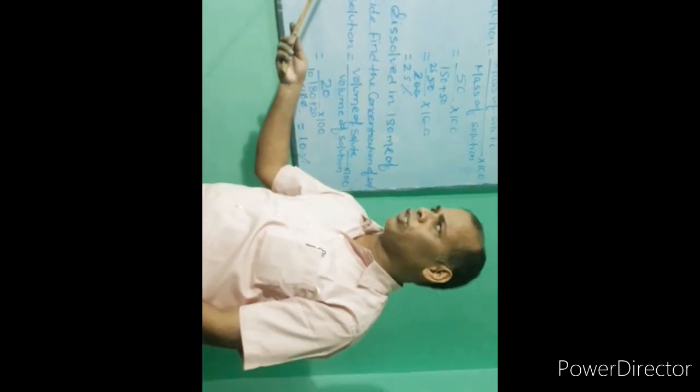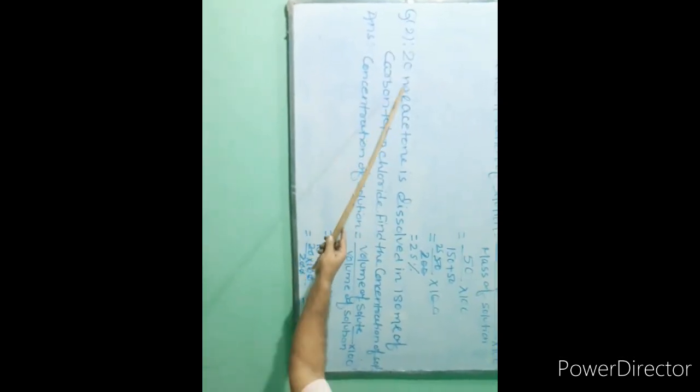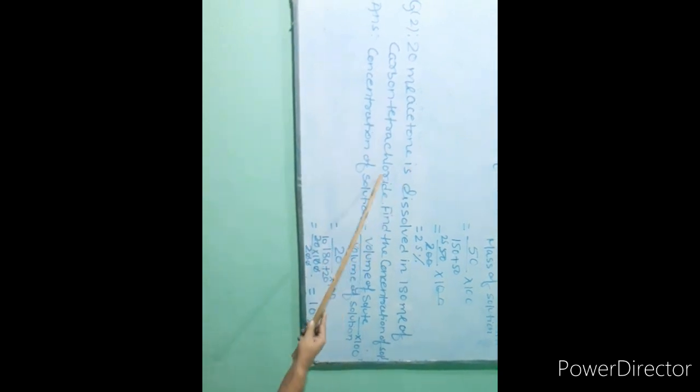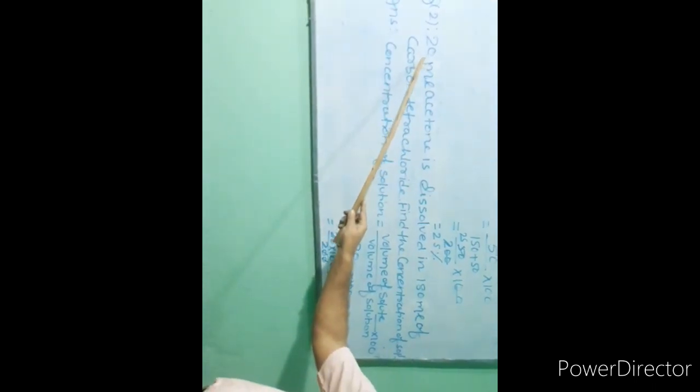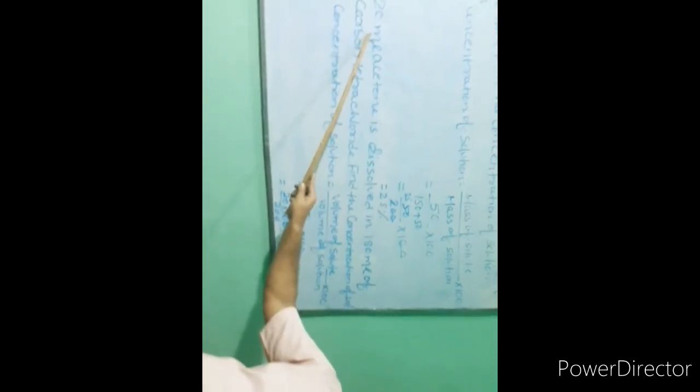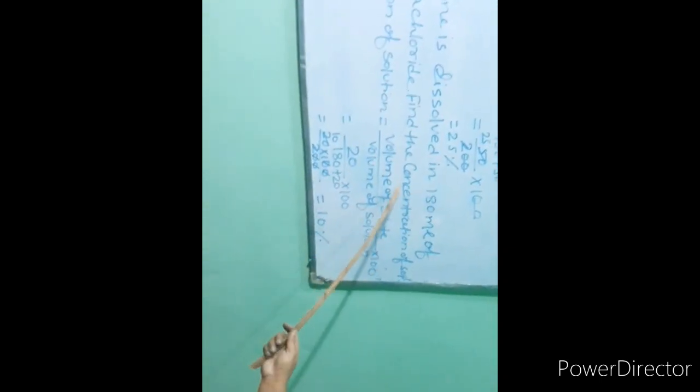Let us focus on the next numerical. 20 milliliter acetone is dissolved in 180 milliliter of carbon tetrachloride. Find the concentration of solution. So here the amount of solute is in volume. Milliliter is the unit of volume. Here also the quantity of solvent is in volume. So let us apply the volume by volume percentage method.